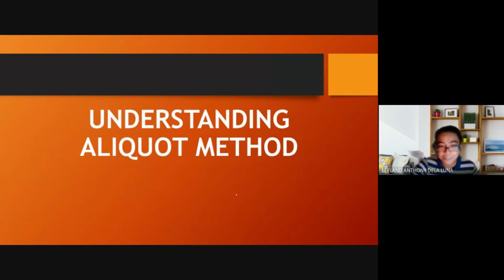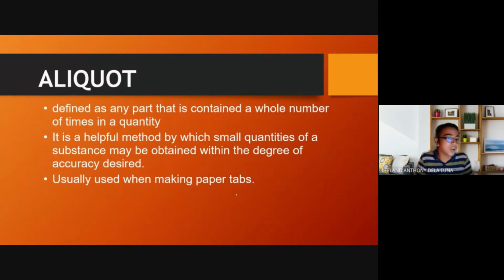Parang ganun yan. So class, as defined kasi, aliquot is any part that is contained a whole number of times in a quantity. Wow, ang technical. Kumbaga, ito lang. It is a helpful method by which small quantities of a substance may be obtained within the degree of accuracy desired. So usually, used when making paper tabs. So parang ganito yan, class.